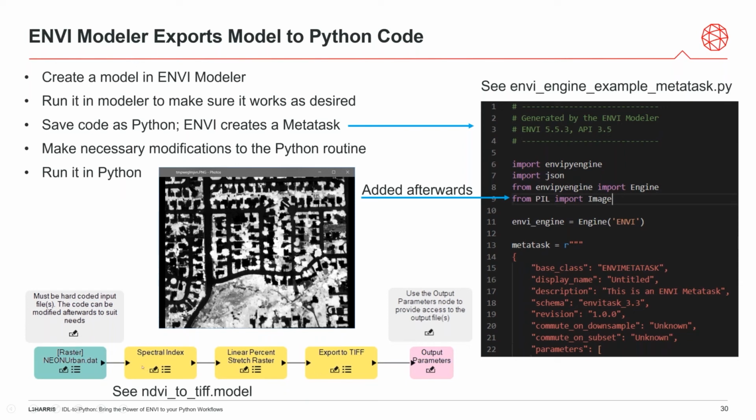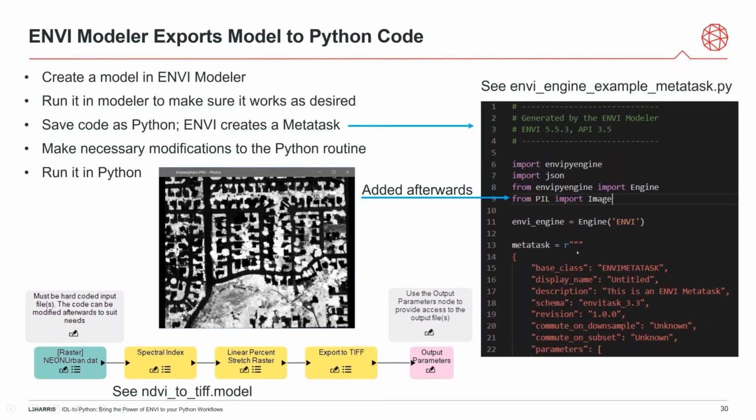And then the cool thing about it is you can save that code as Python, as one of the options to save it as Python. And so it generates something that you see on the right. It combines this whole workflow into what we call an ENVI meta task, which is a collection of tasks in a JSON structure, so we can pass it to the execute task execute function. And so now it generates Python code.